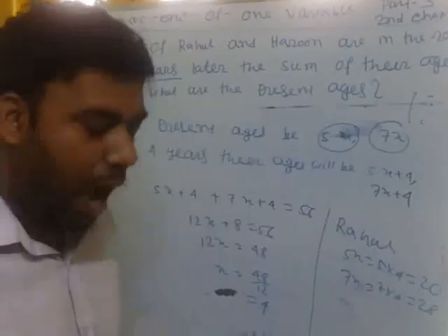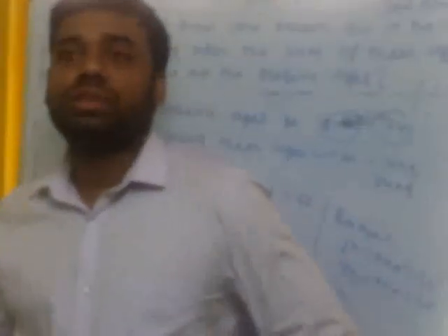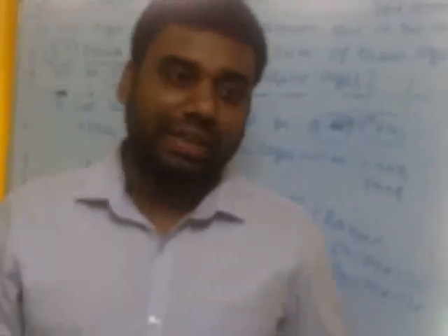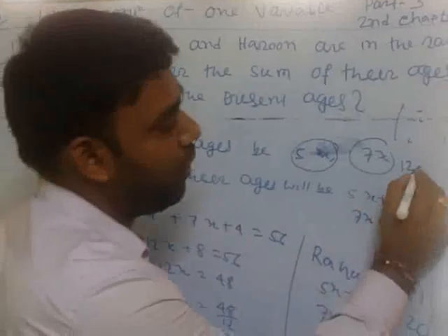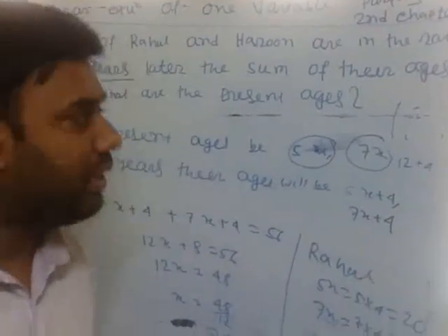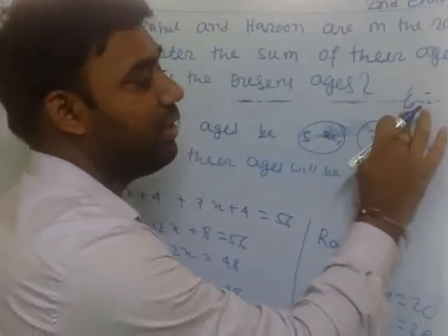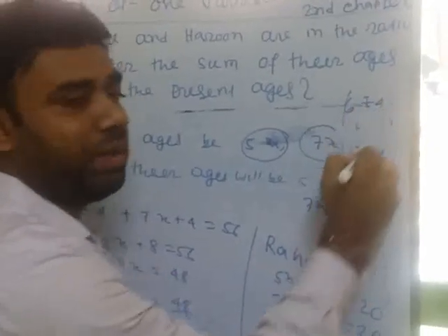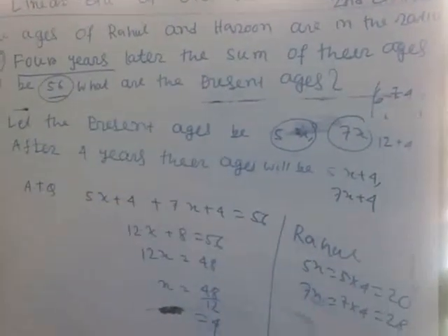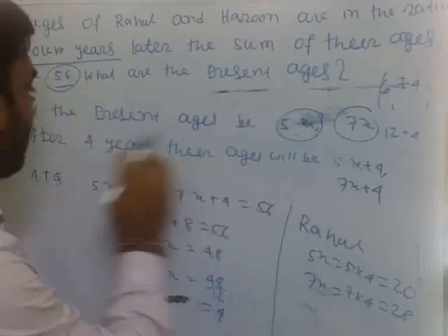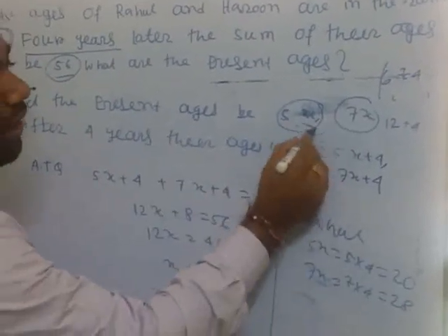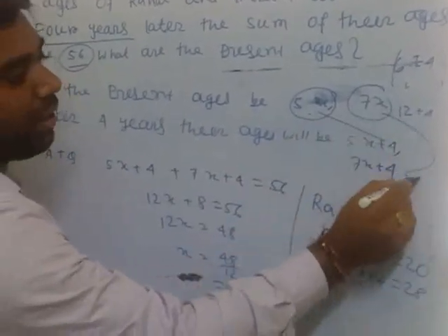After 4 years means, if anyone's age is 12, after 4 years his age will be 12 plus 4. If anyone's present age is 6, after 4 years it is 6 plus 4. So, their present ages are 5x and 7x. After 4 years, their ages will be 5x plus 4 and 7x plus 4.